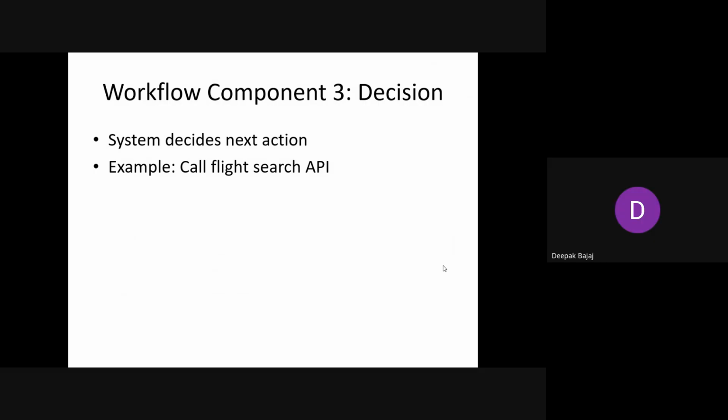Okay. So now the third component: decision. The system decides the next action, for example, calling the flight search API. Right now, after input processing, you will get the required information. Then you will check whether things are up to the mark, and now we can go for the call. We will use our tool.